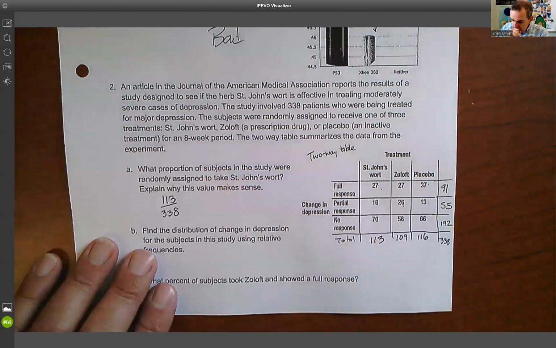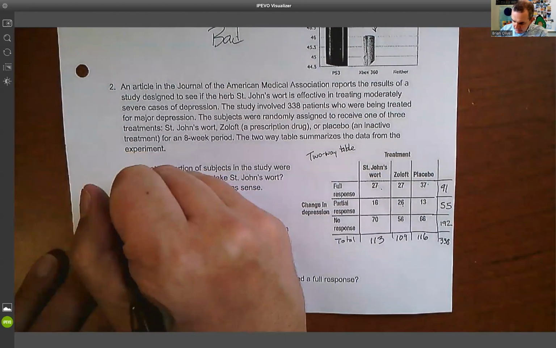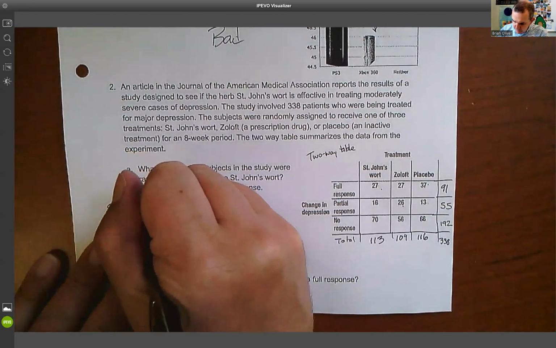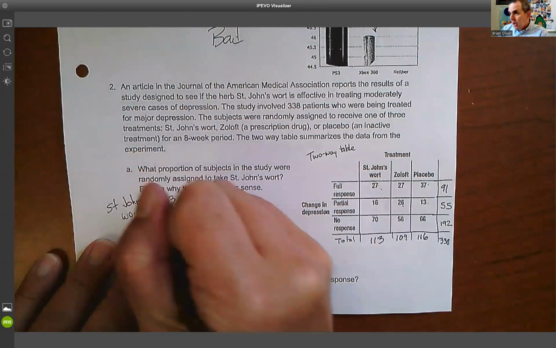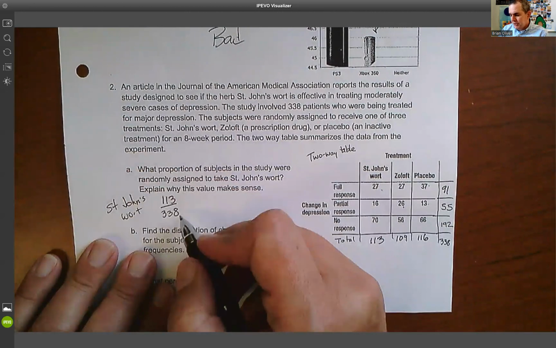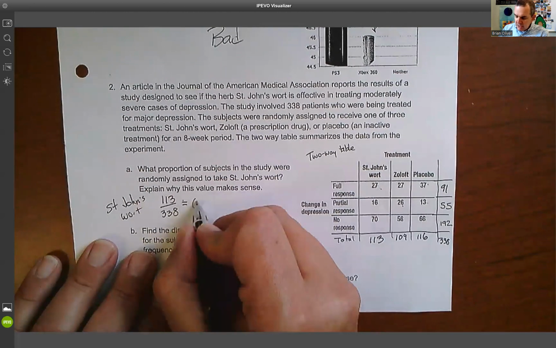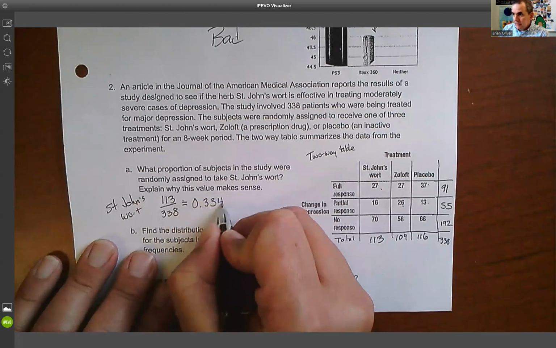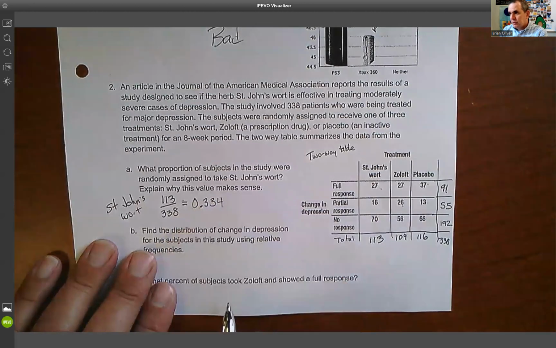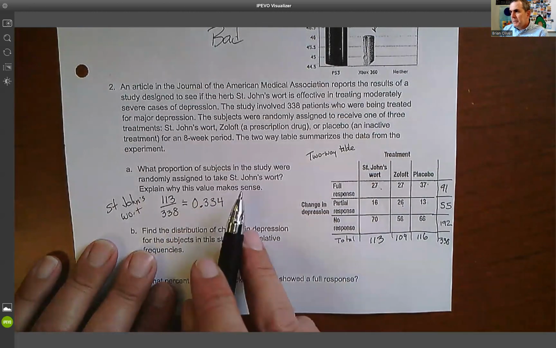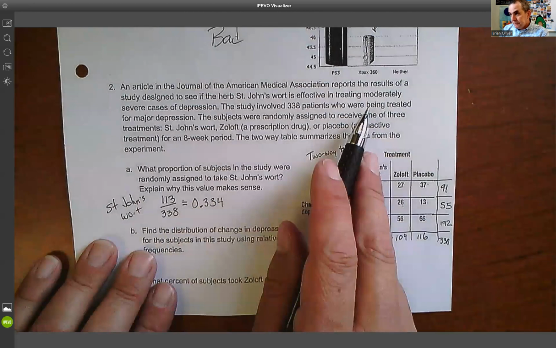So in this case, this is St. John's wort. You don't really need to reduce this fraction. Occasionally, what will happen is you'll look on a multiple choice and it'll actually ask you for the answer. So it's like about a third of the people who took St. John's wort. Why this value makes sense.